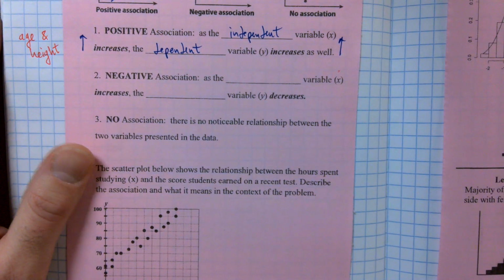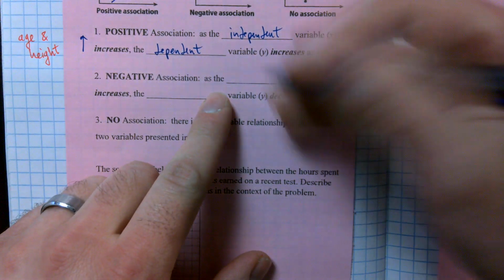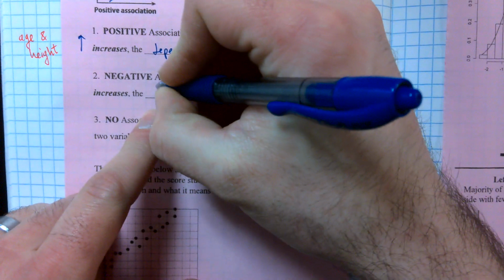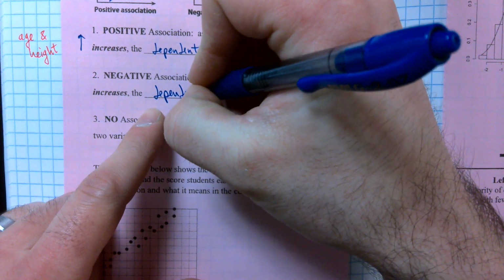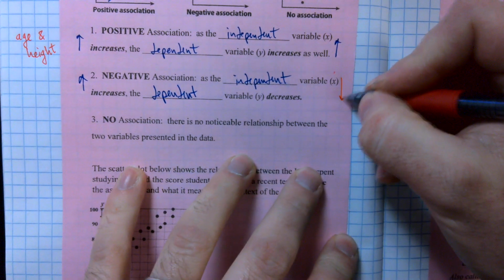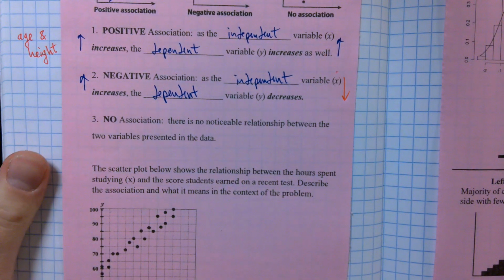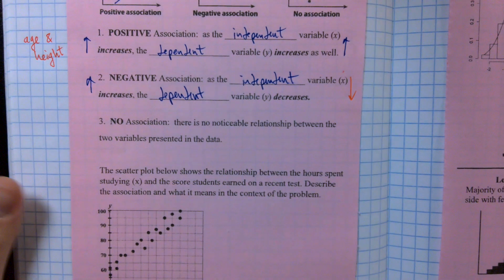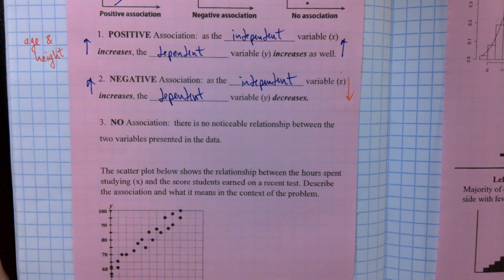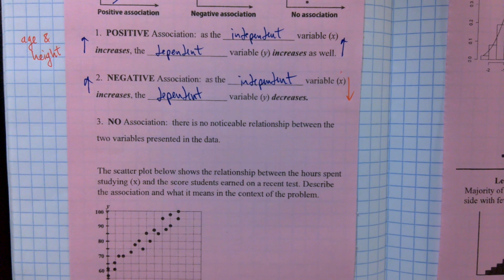Negative association is just the opposite. As the independent variable increases, the dependent variable this time around decreases. What's a good negative association? As x increases, y decreases.